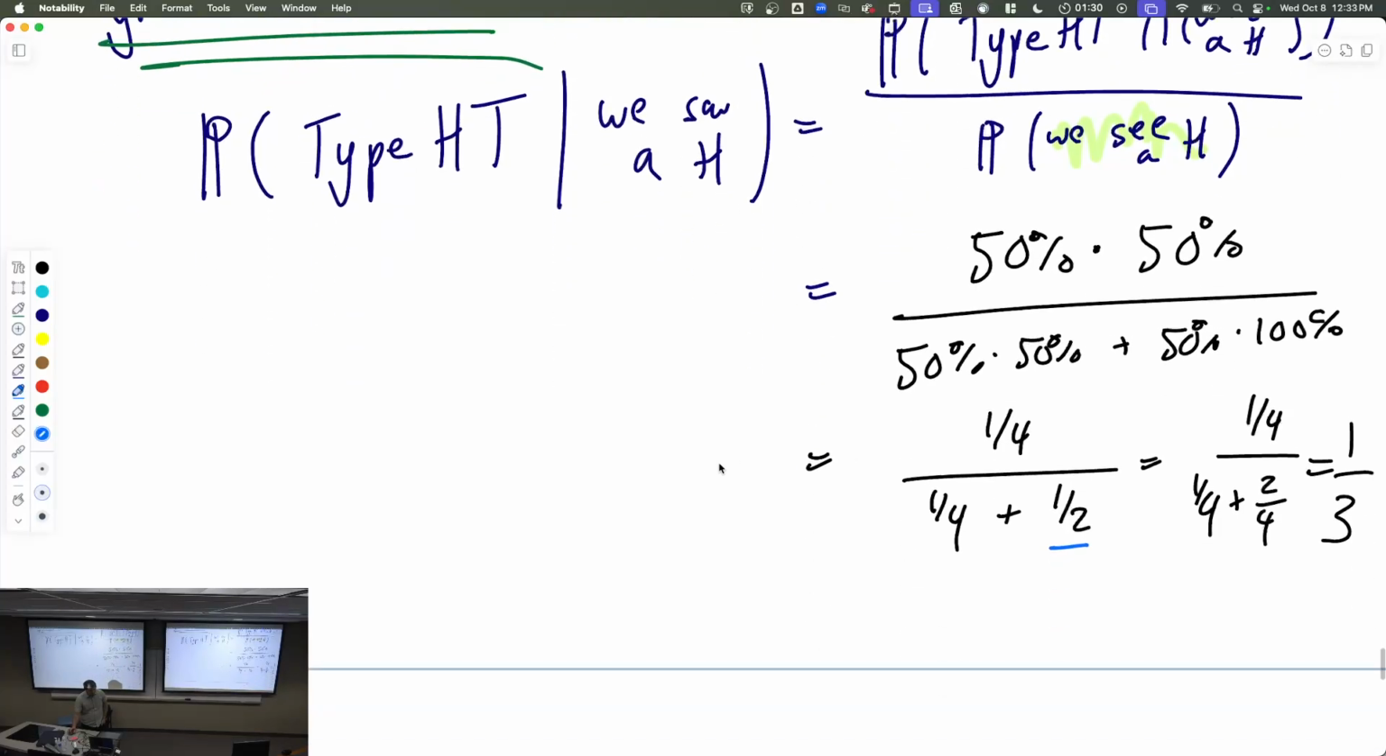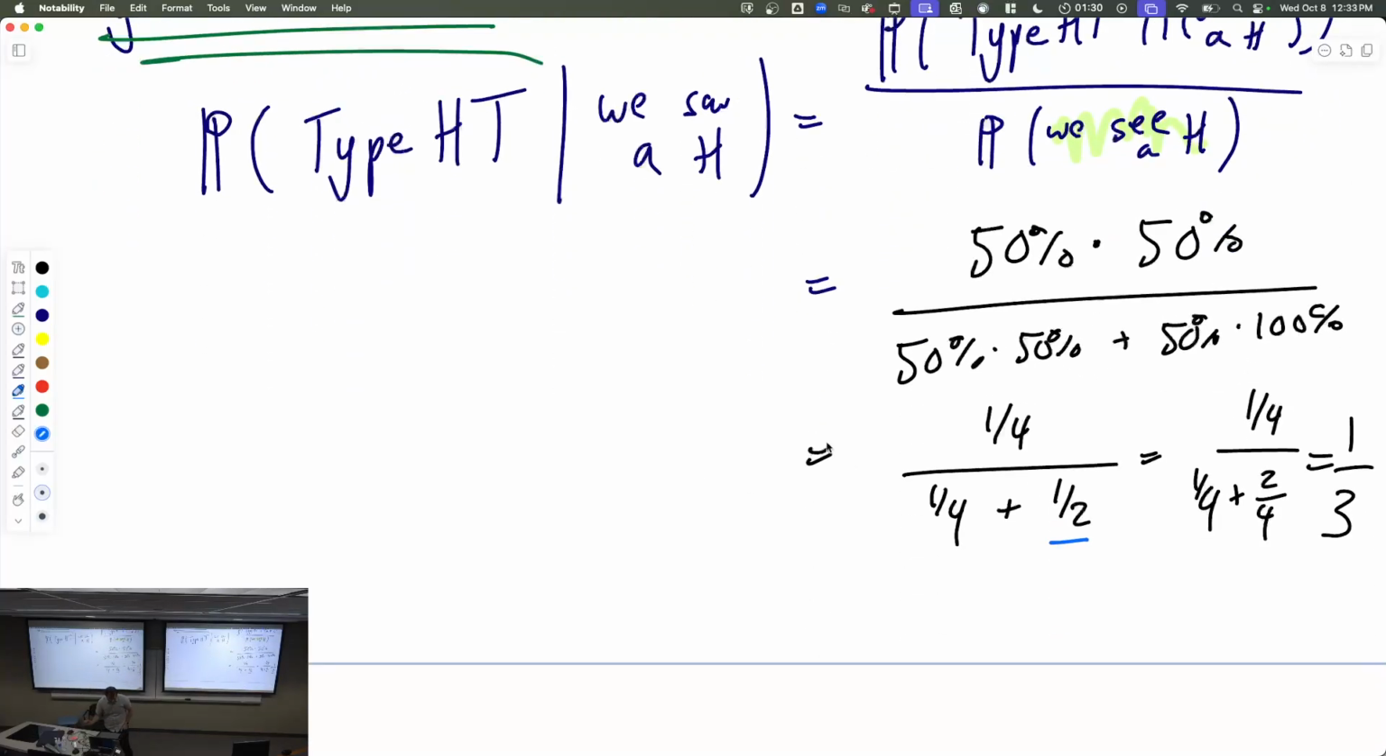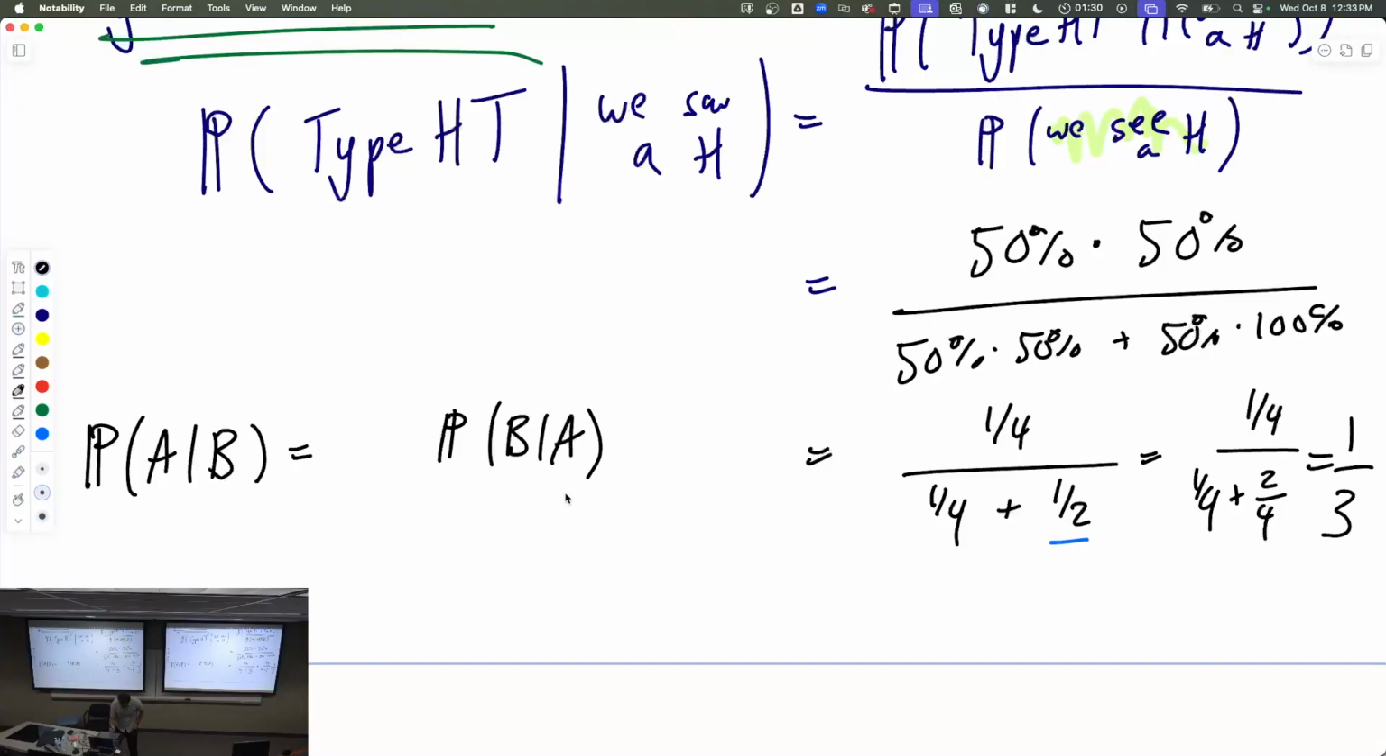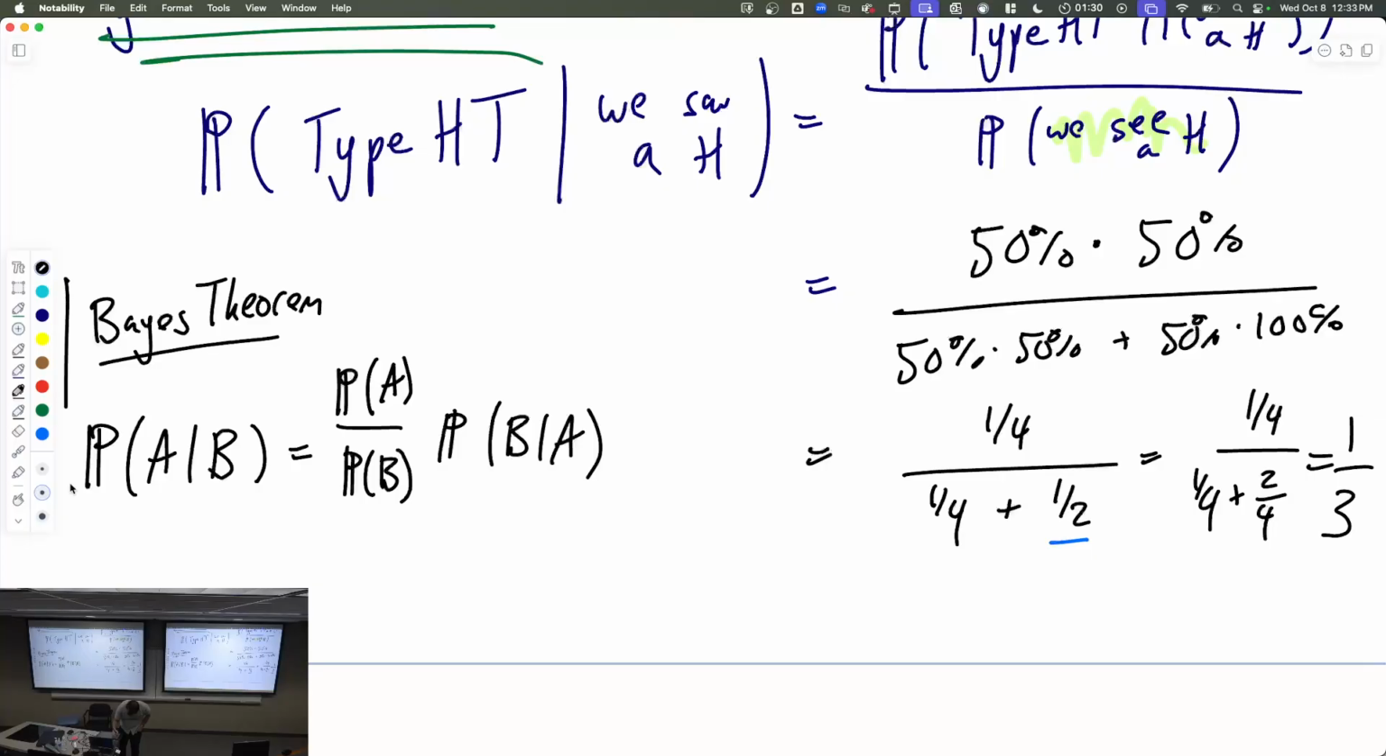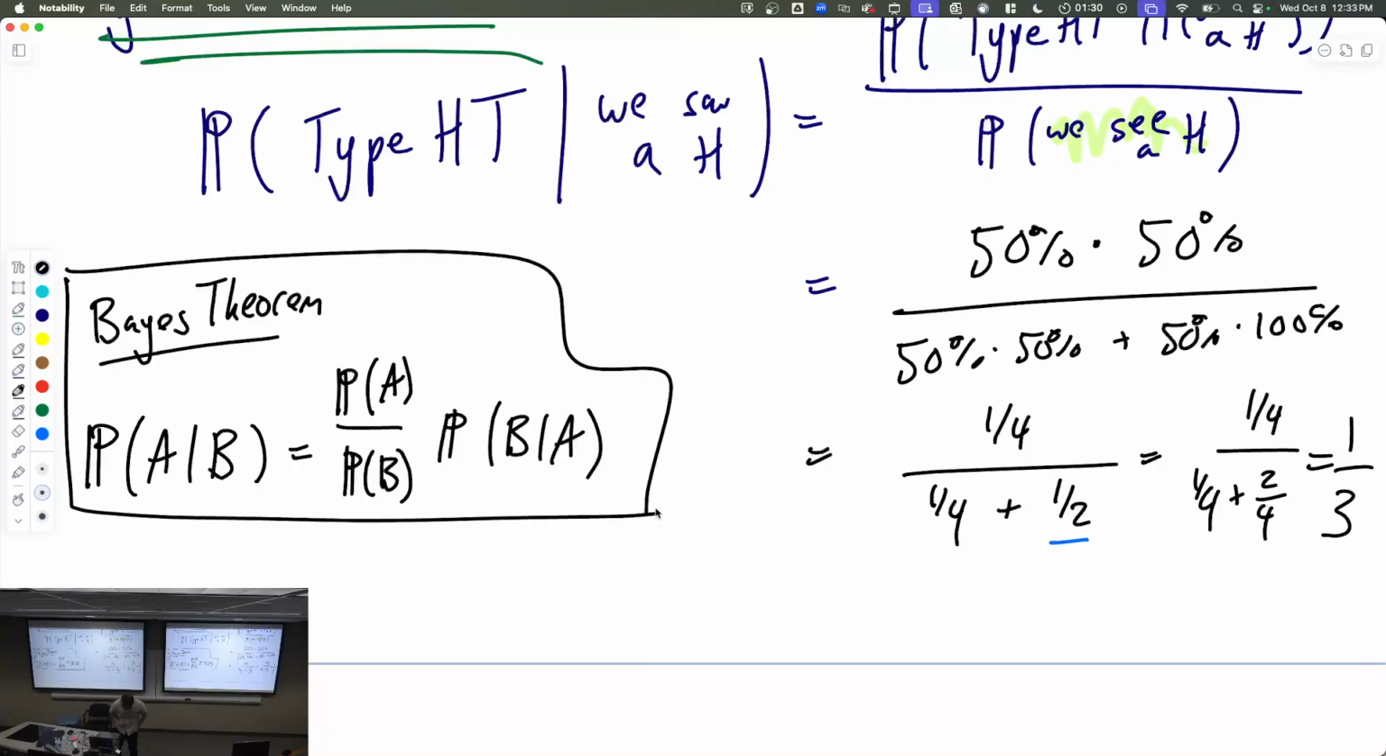The other way is to use Bayes' theorem. And Bayes' theorem tells you the reverse. You can write the probability of A given B as a straight formula in terms of the probability of B given A. And what you have to do is scale it by the probability of A divided by the probability of B. So that's Bayes' theorem from basic probability. And this lets you do the little reverse-a-roo sort of mechanically. Let's do it this way as well.